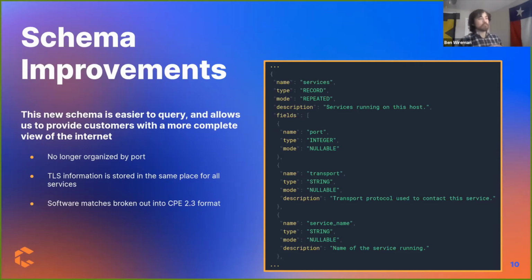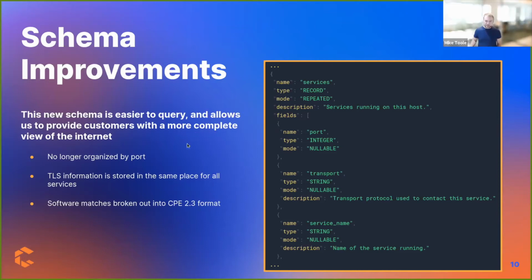It's no longer organized by port. Instead, it is organized as host level information and then an array of services that are running. So I can tell you if you have SSH on port 80 and you have HTTP on port 2000 and stuff like that. It also has TLS information stored in one location, so you can query about TLS in general instead of TLS specific to certain services. We're hoping that this makes it easier to query, but also allows us to represent the internet more accurately and more completely. Yeah, this is really a great feature because it makes it more flexible for you as far as building it into tools.